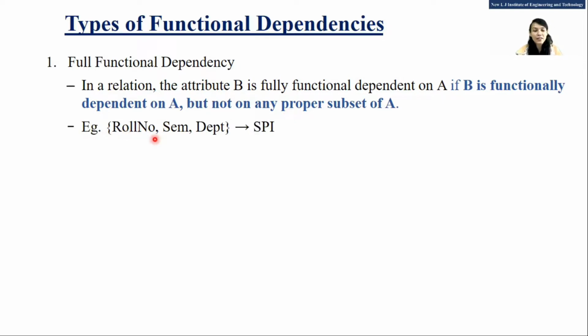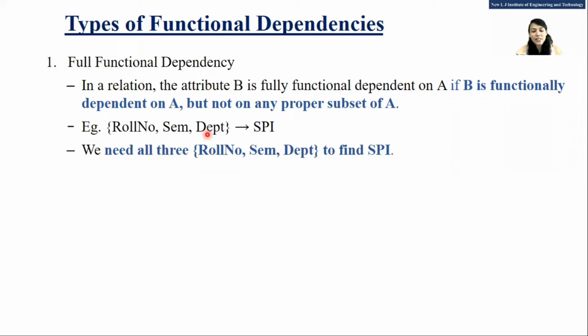Here we have one dependency: roll number, semester, department determines SPI. So that means, to get the SPI, we need all 3 attributes: roll number, semester, department. So we need all 3 to find out the SPI. Let me give you one example. Suppose there are 2 departments, computer and IT, and we have one class of computer, another class of IT. And in both classes, roll numbers are starting from 1 to 35.